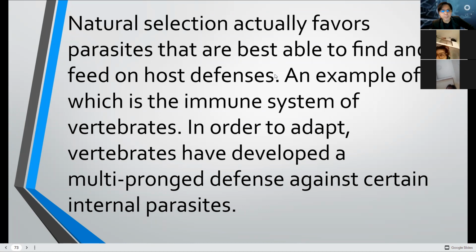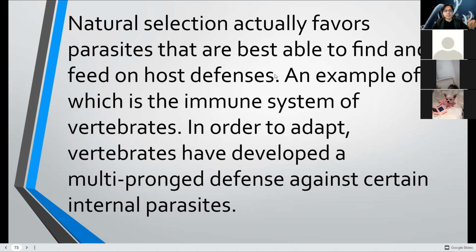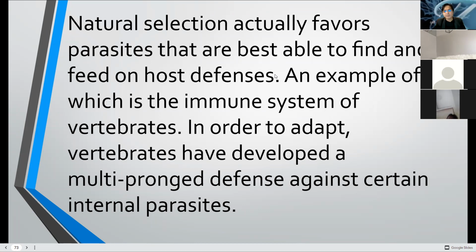One example of which is the immune system of vertebrates, our immune system. In order to adapt, vertebrates have developed a multi-pronged defense against certain internal parasites. In our case, we can actually see natural selection. A lot of people died because of COVID-19. If we cannot adapt to those changes, if we do not have vaccination and cannot adapt to those virus tendencies, we will become eliminated in the process. The persons or organisms with a higher immune system will survive and continue its race. That is the theory of natural selection.